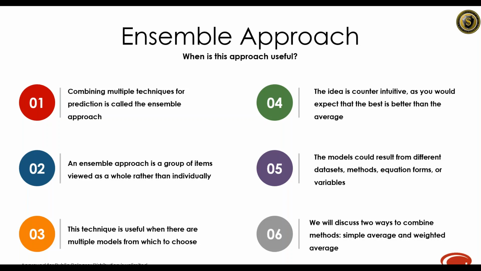So that's what we talked about, ensemble technique. It's a group of items viewed as a whole. You have multiple models. You maybe have multiple equation forms. You may not necessarily have a good handle on what the right equation form is, so maybe averaging those is good. Different methods, different variables. And we're going to discuss 2 ways to combine methods, simple averages and weighted averages. Okay, next slide.